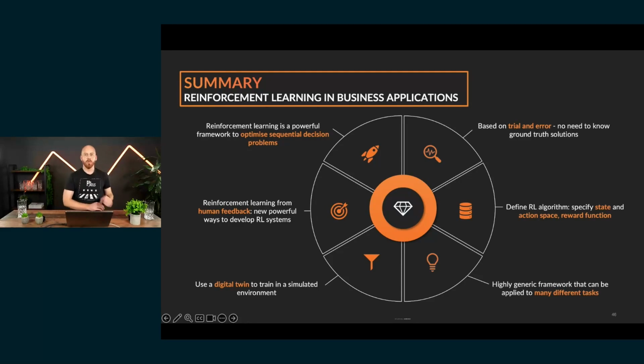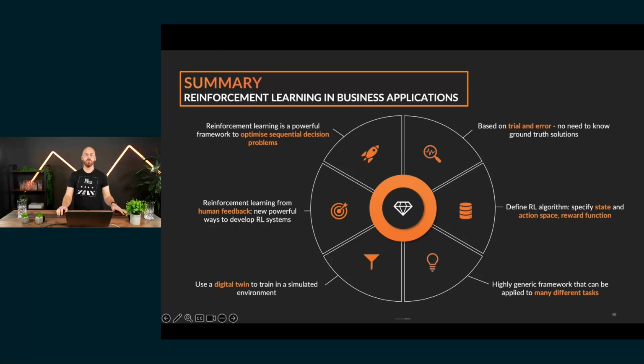We can learn or train a reinforcement learning algorithm by simply defining the state action space and the reward function. And this can be applied to many different tasks that can be solved. And when we have the state action space and reward function defined, we can simulate the virtual environment that we want to train the algorithm in.